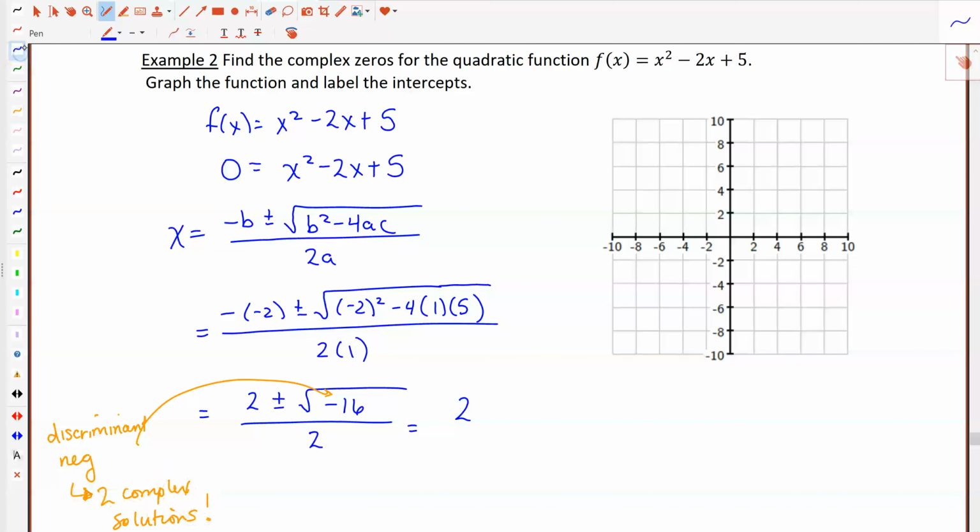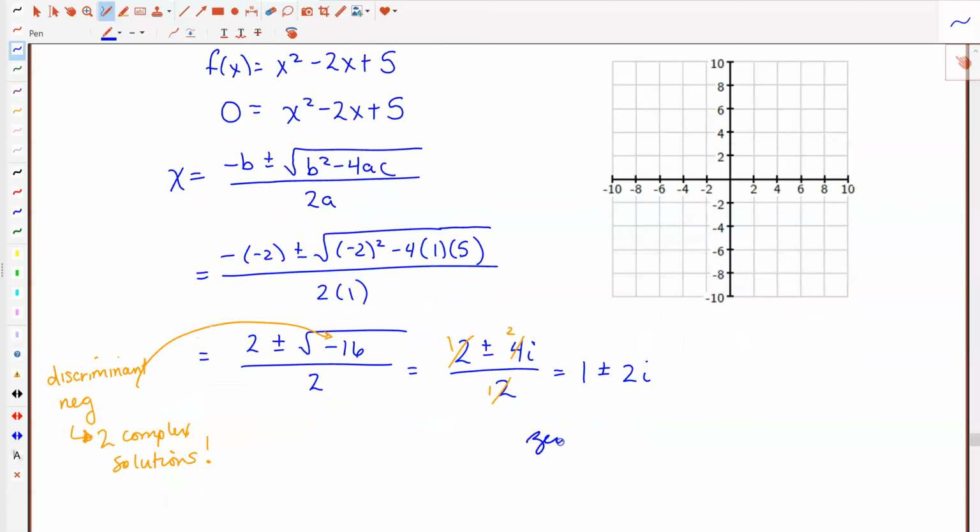So let's find out what they are. The square root of negative 16, well, the negative is going to come out of the radical as an i, and then the square root of 16 is 4. So that's going to be 4i all over 2. And then I'm going to be able to simplify right here, because the 2, the 4 and the 2, they all are divided by 2. Remember, it's got to go into all 3 spots for you to be able to simplify right there. So this is just going to simplify to 1 plus or minus 2i. So my zeros are going to be 1 plus 2i and 1 minus 2i.